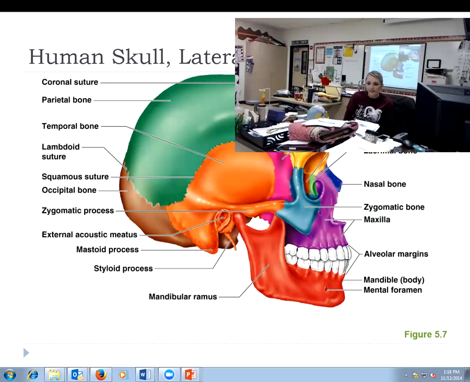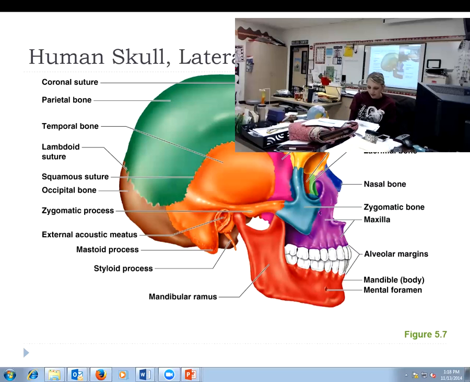Okay, then we have the occipital bone. That bone is the one at the base of your head in the very back. So find that one. That's your occipital bone. That lower portion of your skull is called the occiput.